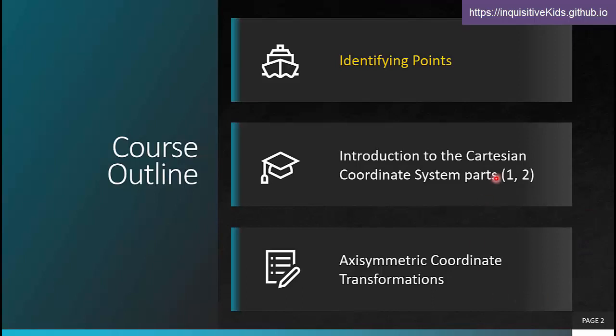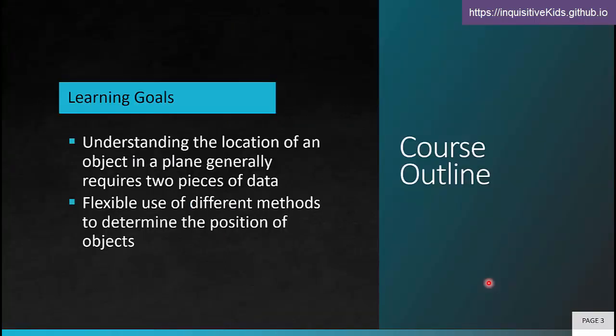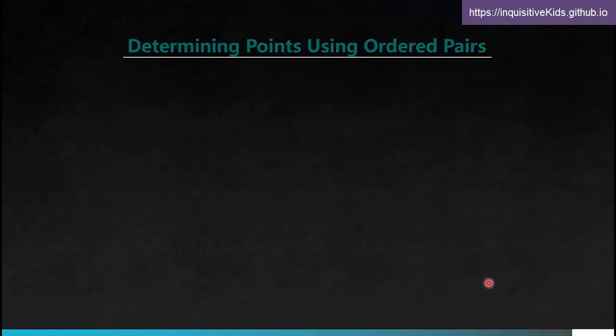So there's going to be 3 sections to this unit. We're going to have our first lesson here, and we have 2 parts to the second lesson, Introduction to the Cartesian Coordinate System, and our final one, which is Axisymmetric Coordinate Transformations. So we have 2 main goals for this lesson. Our first one is to understand the location of an object in a plane that generally requires 2 pieces of data. And we need to be able to flexibly use different methods to determine the position of objects.